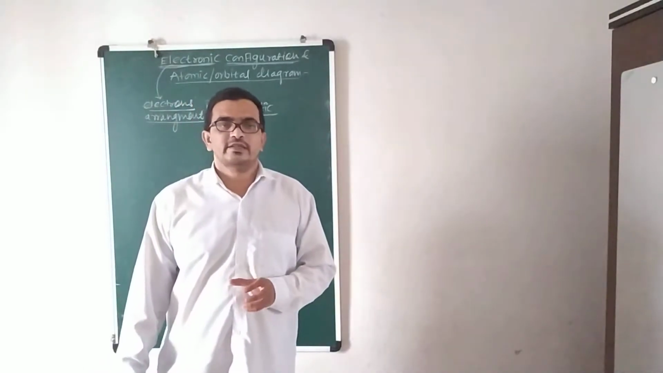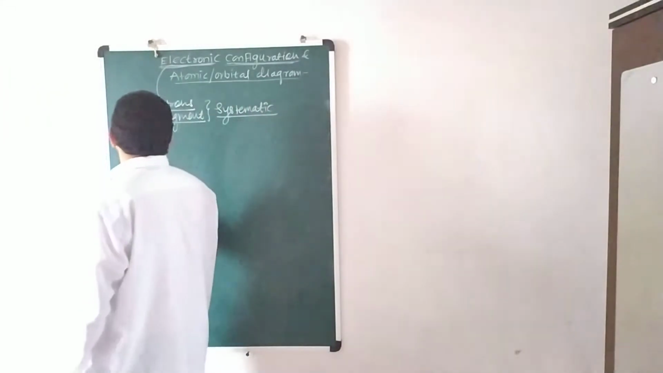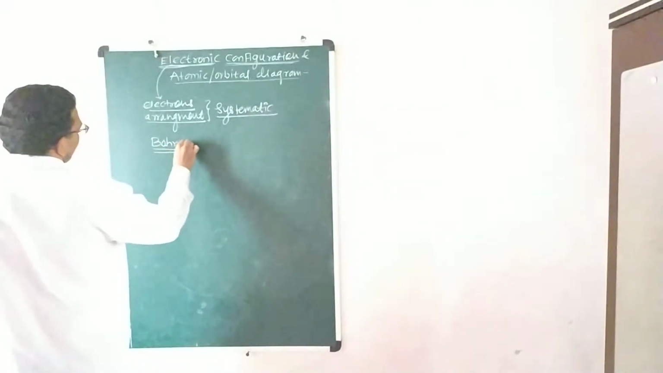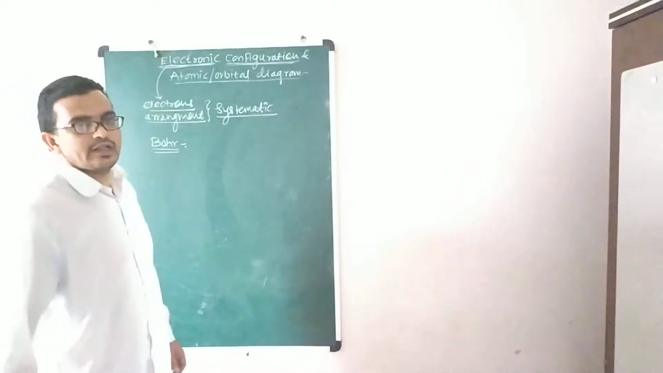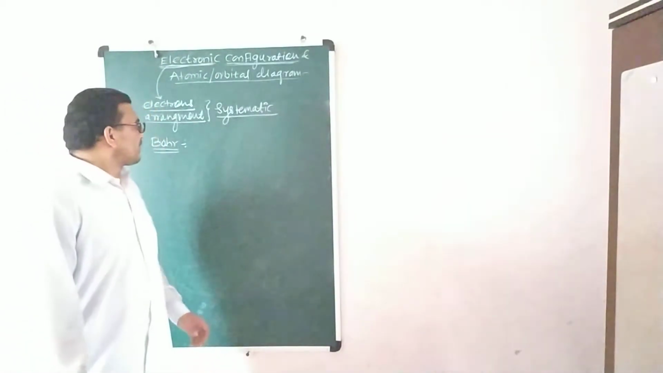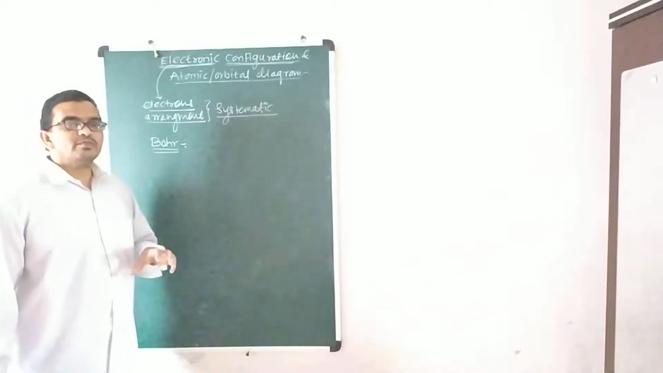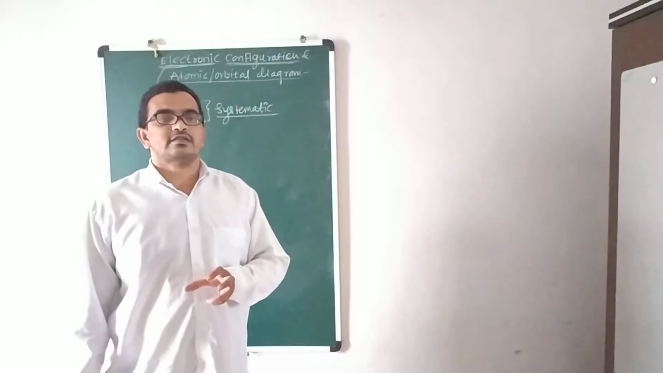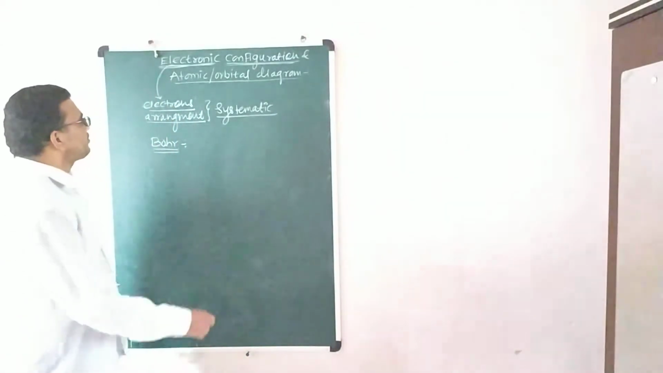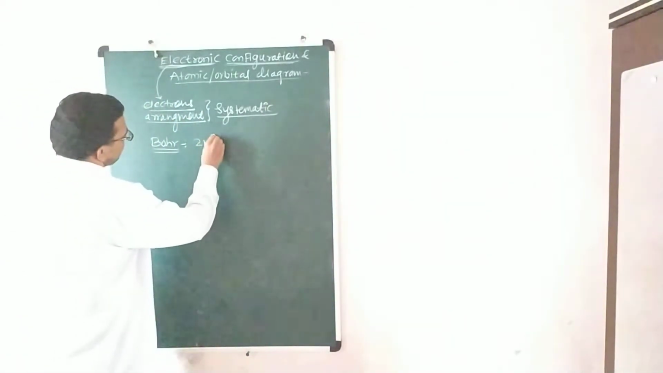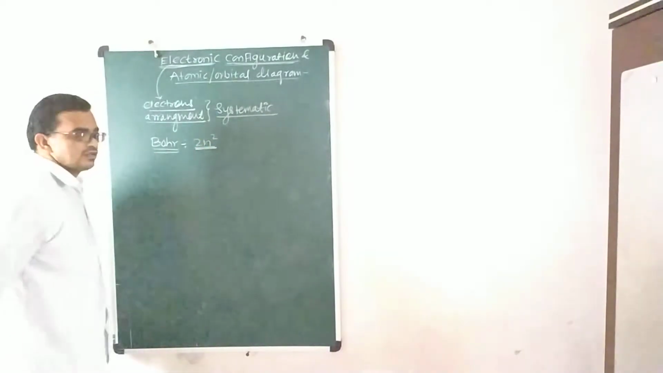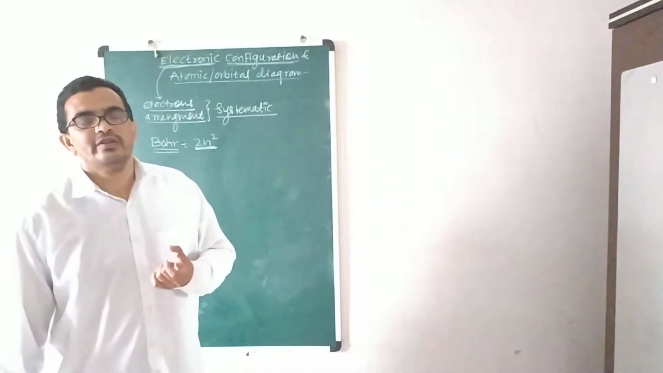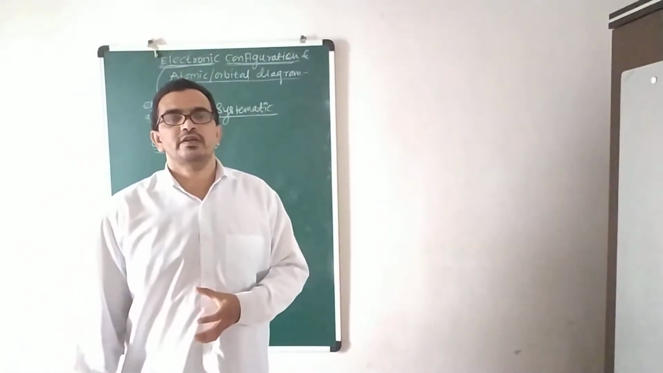The name of the scientist is Niels Bohr. Bohr's theory actually helps to understand the arrangement of the electronic configuration. As per his theory, the number of electrons present in the different shells is calculated by the 2n square rule. This is a very important rule, and by this rule we can easily understand the number of electrons present in the different shells.